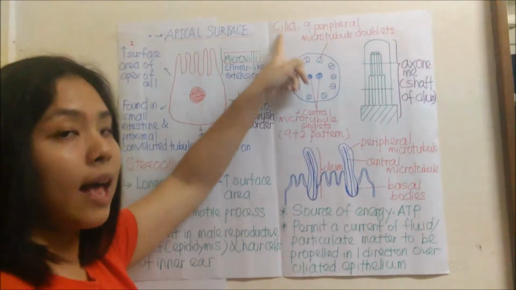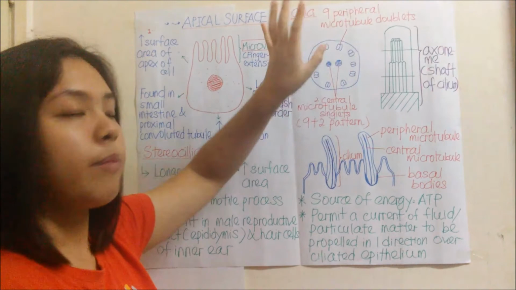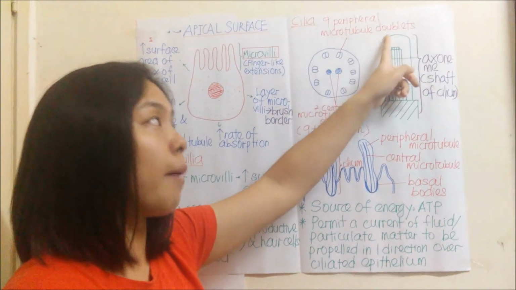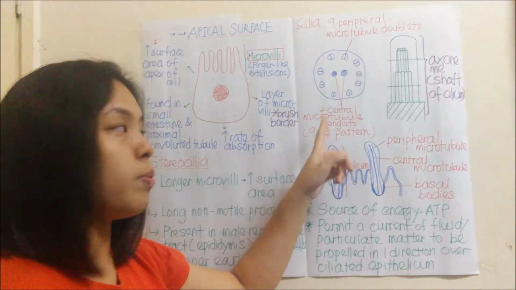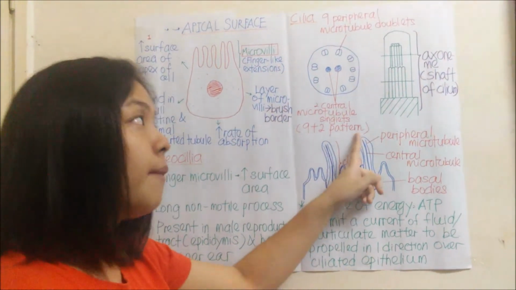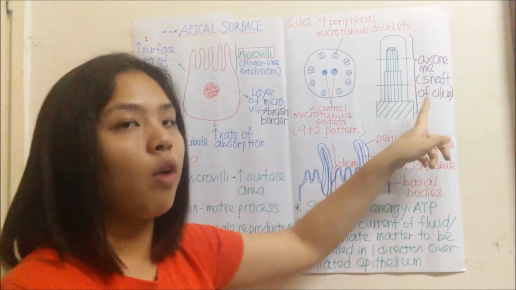And next, the last one is cilia, and this is the cross-sectional structure of the cilia. It has 9 peripheral microtubule doublets and 2 central microtubule singlets, which give it a 9+2 pattern. And in this figure is the axoneme, which is the shaft of the cilium.